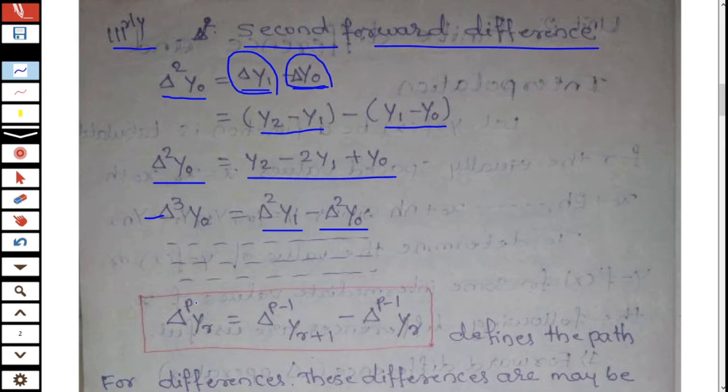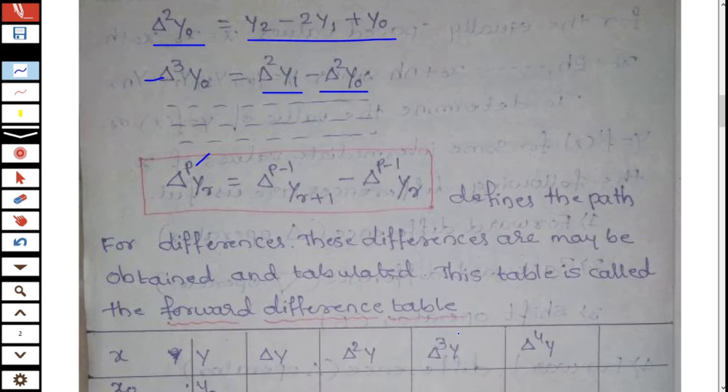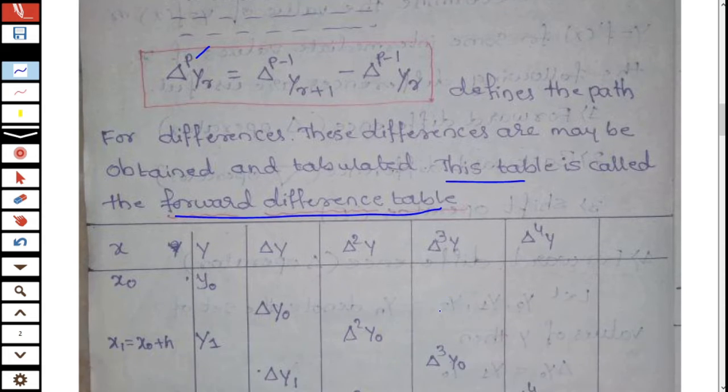In the same way, for the pth order difference we can write delta raised to p yr equal to delta raised to p minus 1 yr plus 1 minus delta raised to p minus 1 yr. This defines the forward differences. These differences may be obtained and tabulated. This table is called a forward difference table. So this is the forward difference table here.